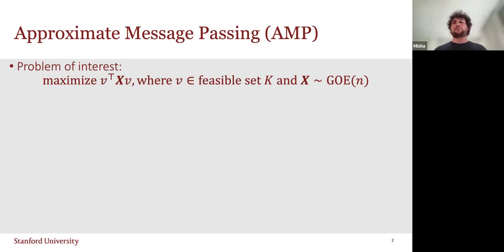The problem that we're going to be studying in many different forms is going to be the following. We want to maximize some quadratic form where X is a given Gaussian orthogonal ensemble matrix. In other words, every entry is normal with mean 0, variance 1 on n. And we want to do this as a constrained maximization problem where the vector V lies in some feasible set K. There's many different options for this. For now, we'll keep it very general.